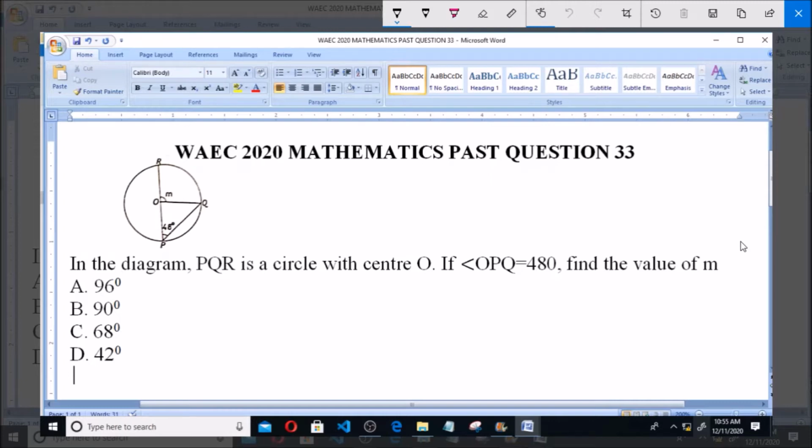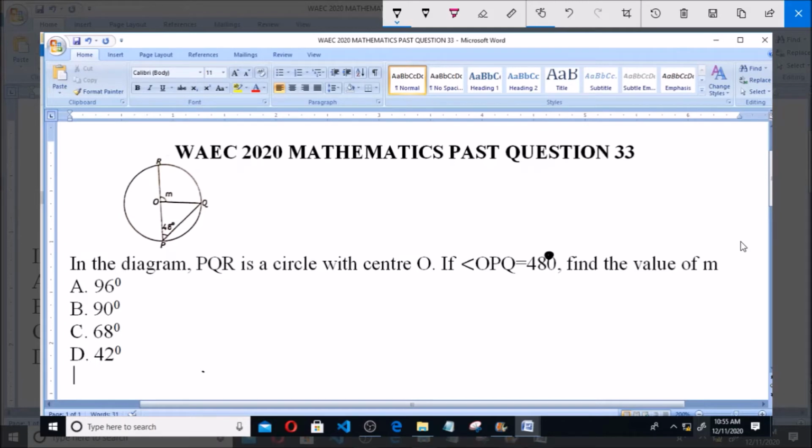In the diagram above, PQR is a circle with center O. If angle OPQ is equal to 48 degrees, find the value of M. So we have to find this value M.